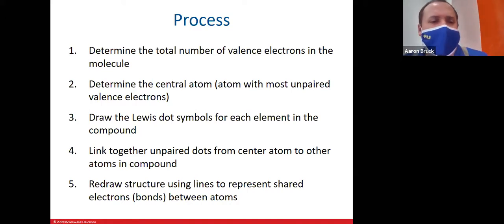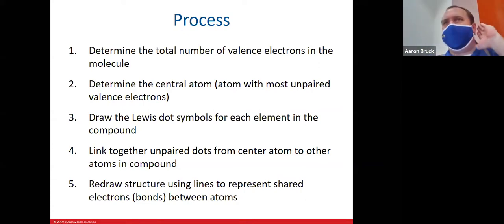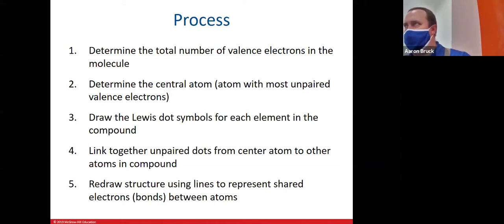The second step is determining the central atom. Now, the central atom is going to be the one with the most unpaired valence electrons. So the easiest way to think about that is start at the carbon group and go right. The carbon group, if I've got something out of the carbon group, it's going to be the center atom. If I don't have something out of the carbon group, I look in the nitrogen group. If I don't have something out of the nitrogen group, I look at the oxygen group. If I don't have something out of that group, I look at the halogens.